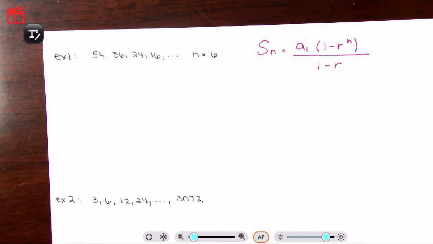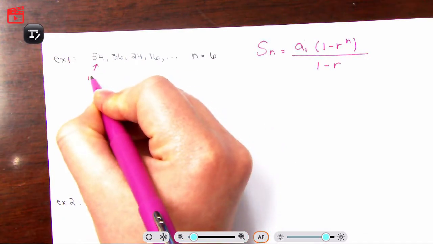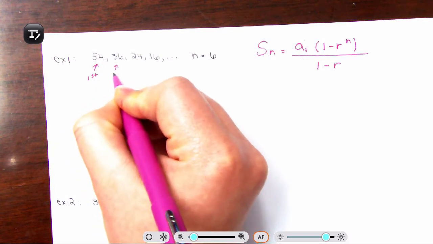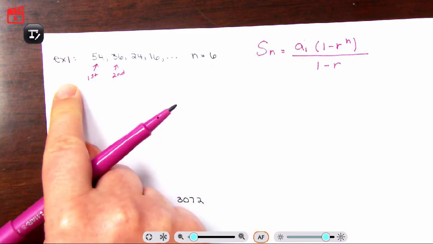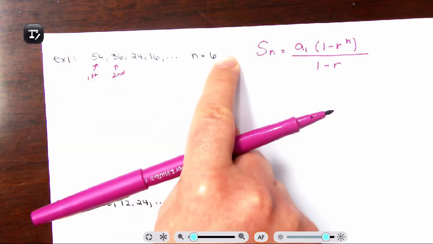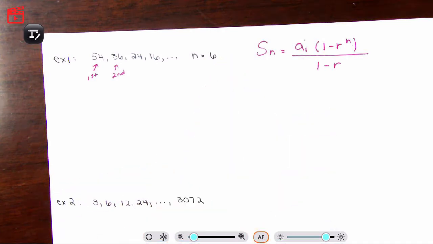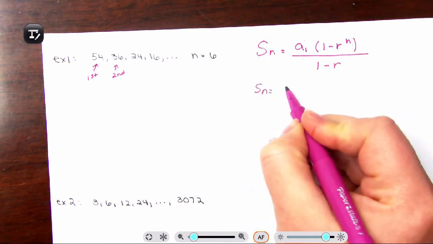Now, I don't have to do the number check, the total number of terms that I have. The reason I don't do that is because this is my first position, my second, etc., and this is my 6th position. So if I start with my first position, I'm going to have 6 total numbers that I'm going to add up. So you need to do the check if you're starting with something that's not in the first position.